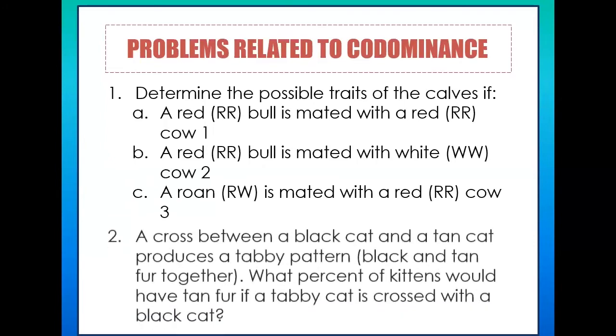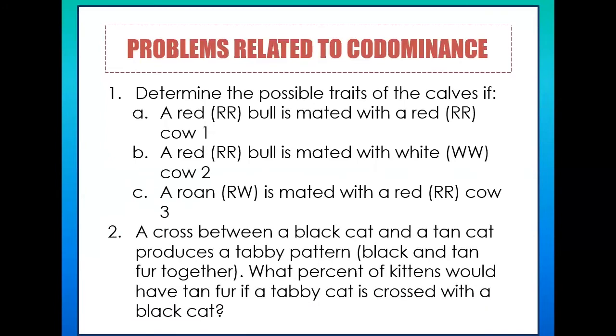There's a specific term used for the phenotype here, which you will learn later. For the second question, a cross between a black cat and a tan cat produces a tabby pattern, black and tan fur together. So both of these traits are dominant, but once we cross the black cat and the tan cat, the offspring has a combination of the colors black and tan for the fur. So it is still codominance. What percent of kittens would have tan fur if a tabby cat is crossed with a black cat? Later we're going to look at that problem.